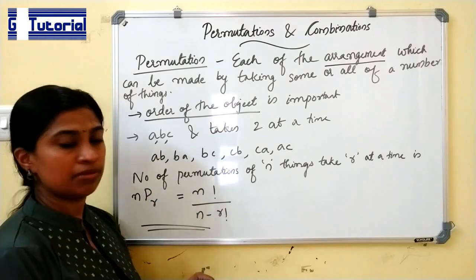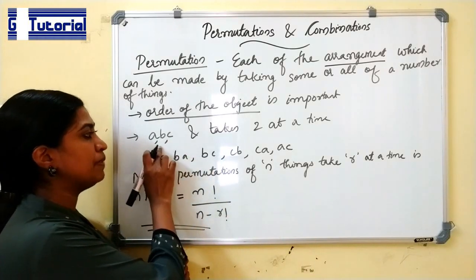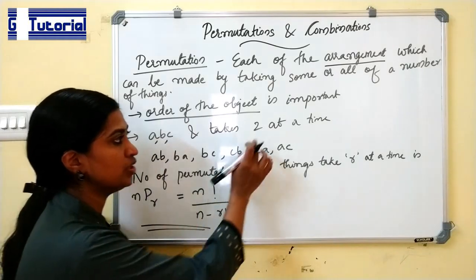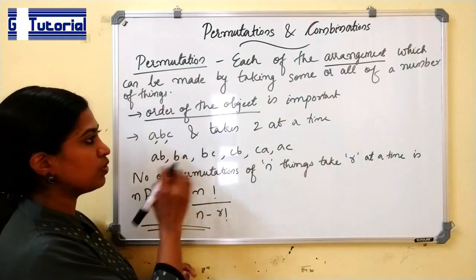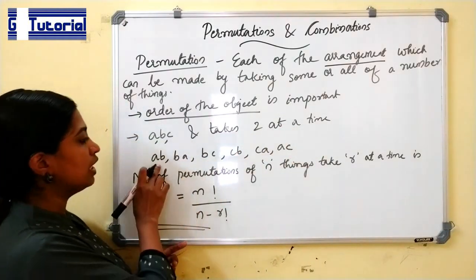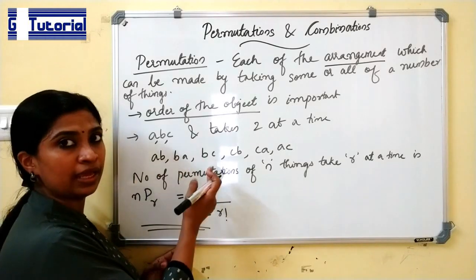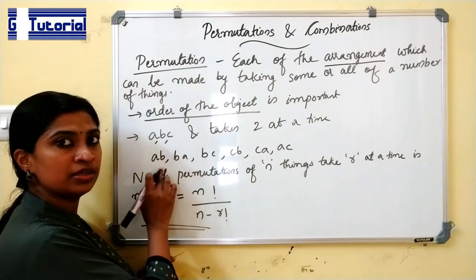Now let us see an example. There are three things A, B and C, and we are taking two at a time. Then the possible permutations are AB, BA. AB is different from BA.